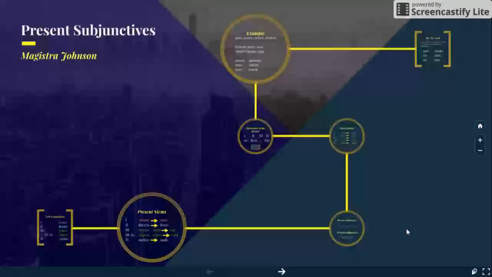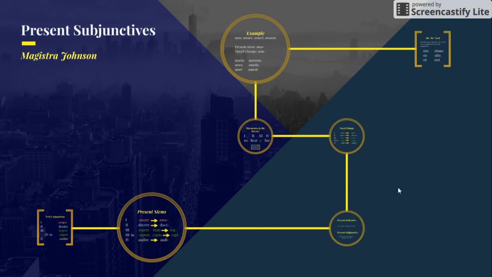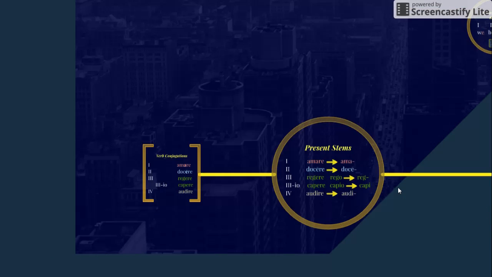So in this video, we're going to talk about present subjunctives. And just as a quick reminder, subjunctive is a mood of a verb that's used to talk about things that are hypothetical or wished for or less than real. And again, today we're talking about present subjunctives.